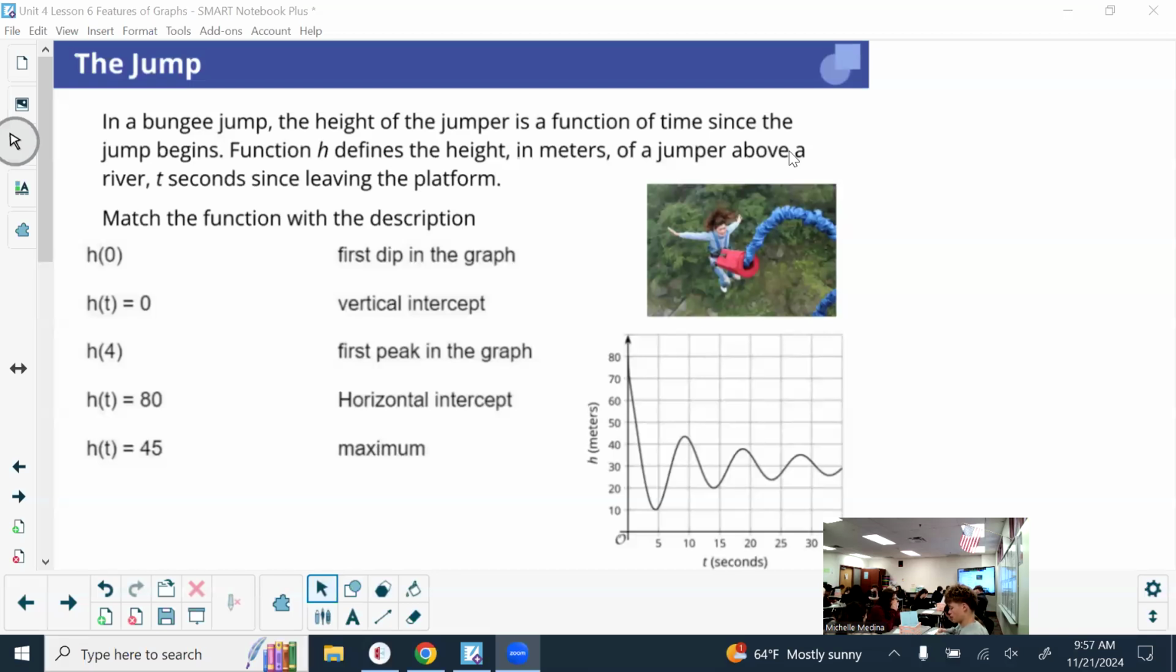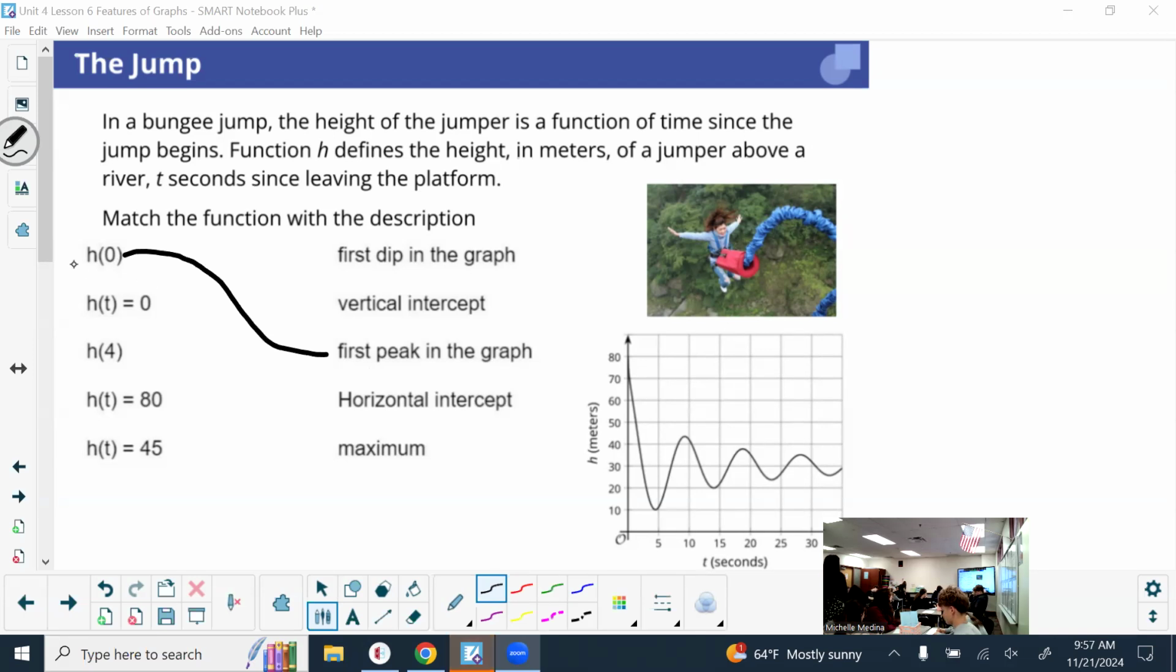Table 5, tell me one match that you were able to make. H of 0 with first peak of the graph. So is that 0 input or output, class? Input, because it's in parentheses. So we know inputs are on the x-axis. See where it touches on the y. Do you guys agree? Is that my first peak in the graph?